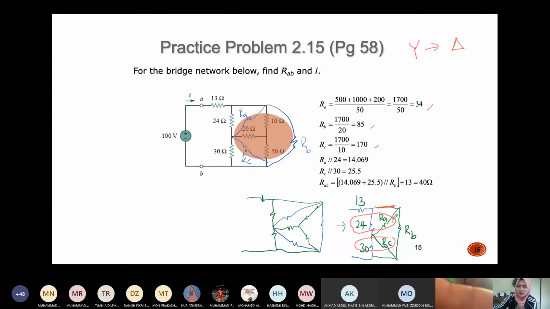So if you calculate, for example, this is R equivalent 1, this is R equivalent 2. R equivalent 1, you should get 14.06 ohm. R equivalent 2, RC parallel with 30, and you should get 25.5 ohm.